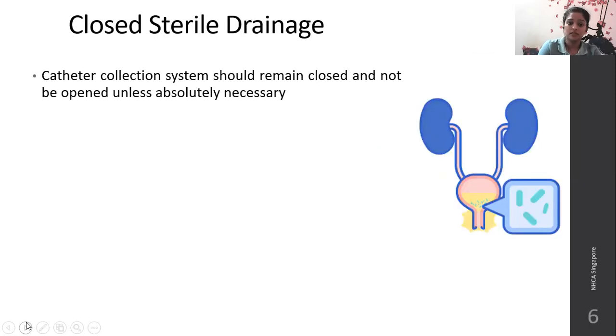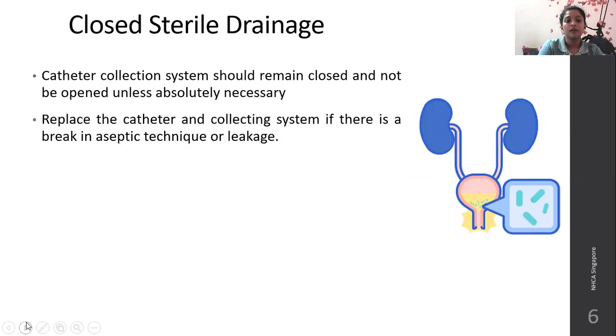Closed sterile drainage. The catheter collection system should remain closed and not be opened unless absolutely necessary, such as to collect urine samples for urine analysis. If the patient is on a catheter, the collection system should remain closed, and it should be on the distal end, not near the perineal region. Replace the catheter and collecting system if there is any break in the aseptic technique or leakage. If you found that during catheter care you were not following the correct procedures, or you saw some break in the aseptic technique, you should report it, and then immediately the catheter should be replaced.